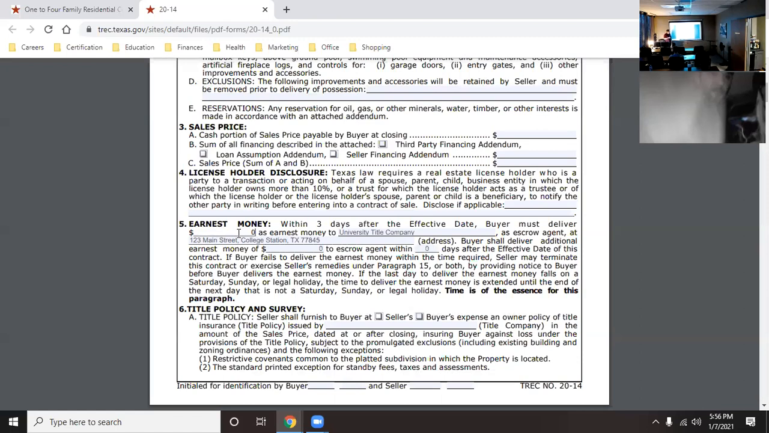So what happens in this situation is whoever puts it in, so for example, say Colton, you put this in here and you send this over to Mr.